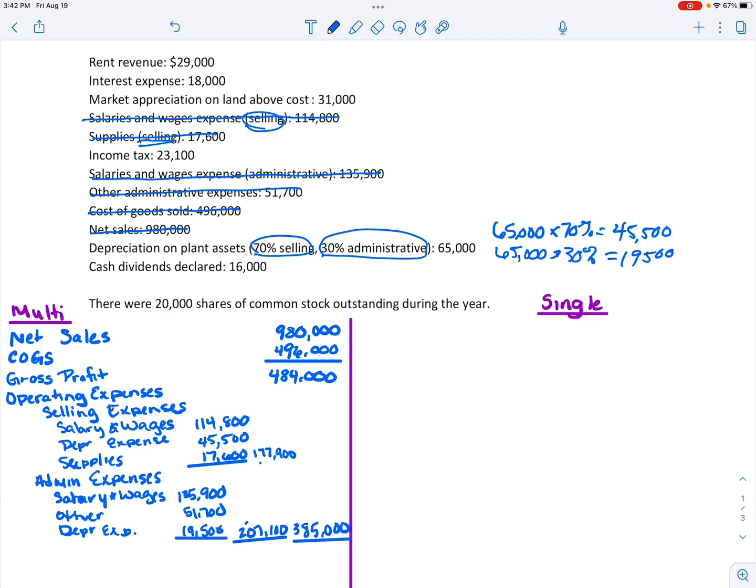What I'll do then is compare my total operating expenses to my gross profit. I'm looking at these two numbers here, my gross profit and my total operating expenses, and that's going to give me my income from operations.